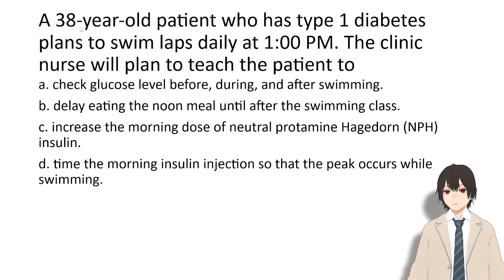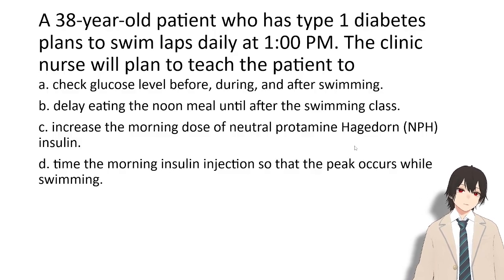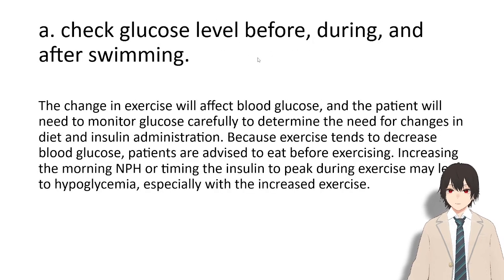The next question is, a 38-year-old patient who has type 1 diabetes plans to swim laps daily at 1 p.m. The clinic nurse will plan to teach the patient to A, check glucose level before, during, and after swimming, B, delay eating the noon meal until after the swimming class, C, increase the morning dose of NPH insulin, D, time the morning insulin injection so that the peak occurs while swimming. And I'll give you 3, 2, 1, and the answer is A.